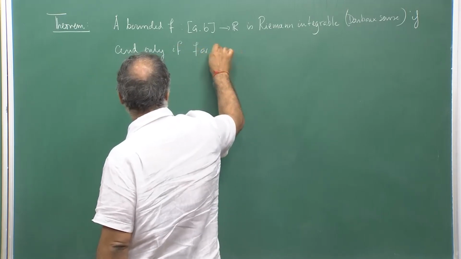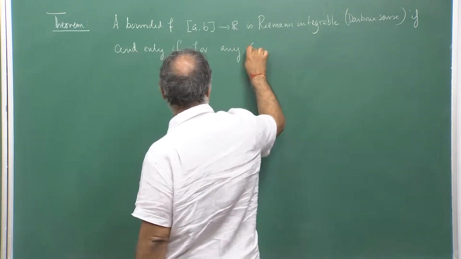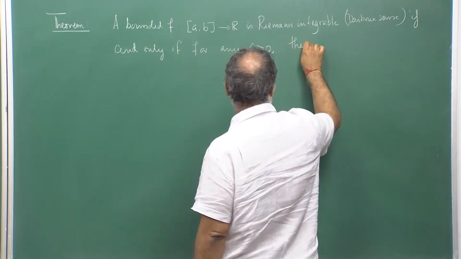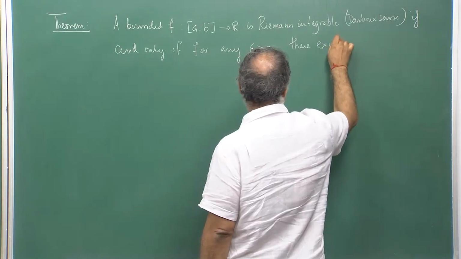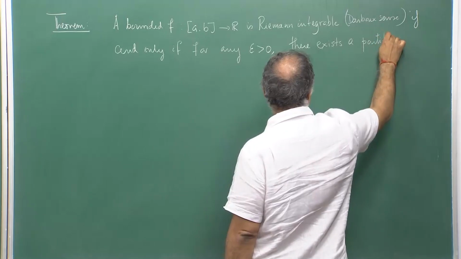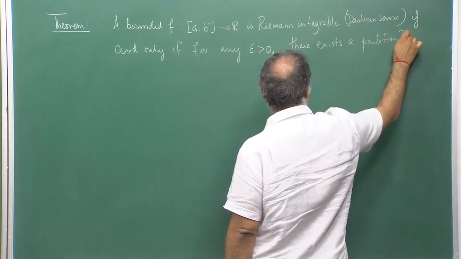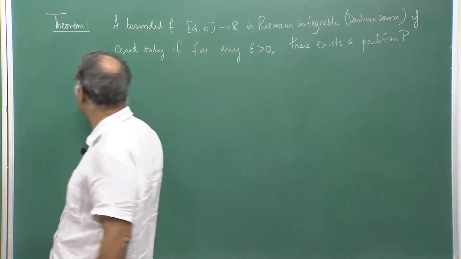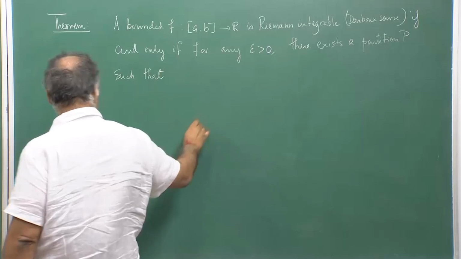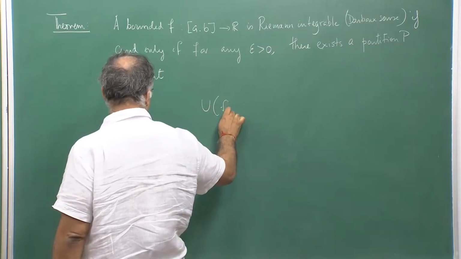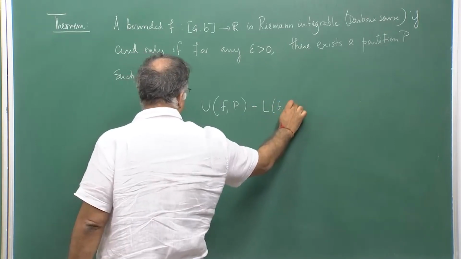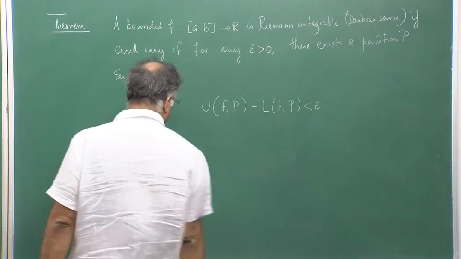for any given epsilon greater than 0, no matter how small, there exists a partition P such that U(f,P) minus L(f,P) is strictly less than epsilon.